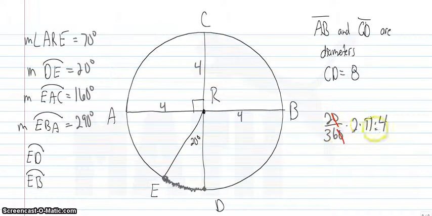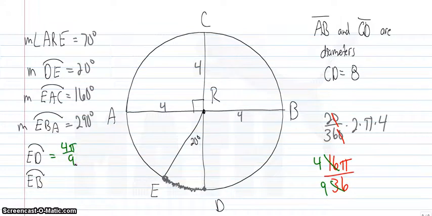Divide those both by 10. 2 times 4 is 8. 8 times 2 is 16 pi over 36. We can simplify that a little bit further. Divide that by 4. Divide that by 4. So we get an exact answer of 4 pi over 9. And then you can multiply that out. Take 4 times pi divided by 9, and get an approximate length of 1.40 units. Not units squared, it's just units.